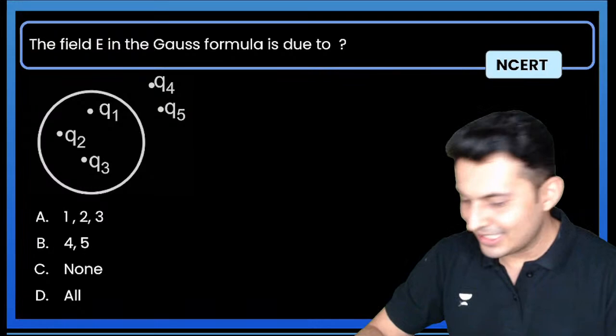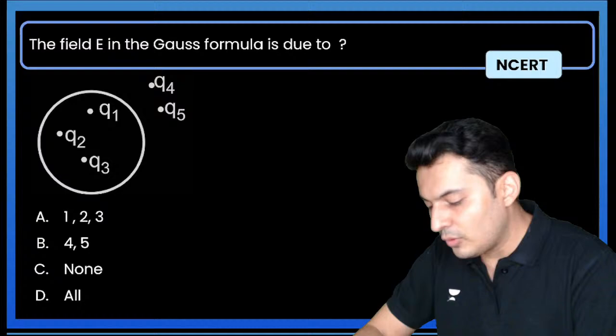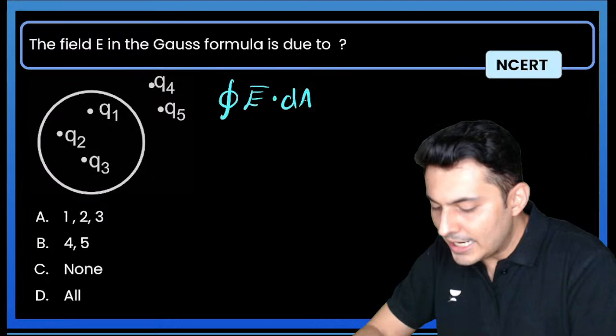Next question. Same diagram, but a different variety. Some different thing is asked. The field E in the Gauss formula. Remember, you will use the Gauss formula like this: integral of electric field dot the area vector is the enclosed charge Q1 plus Q2 plus Q3 divided by epsilon naught.